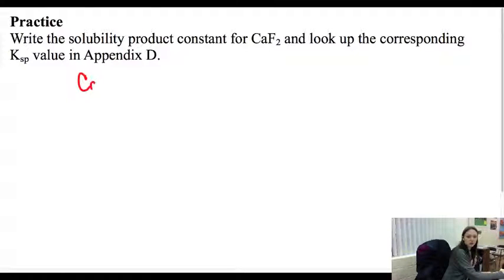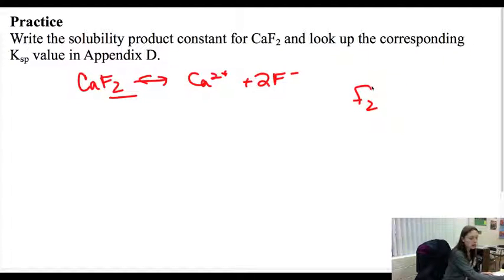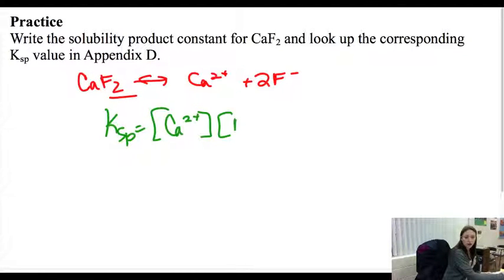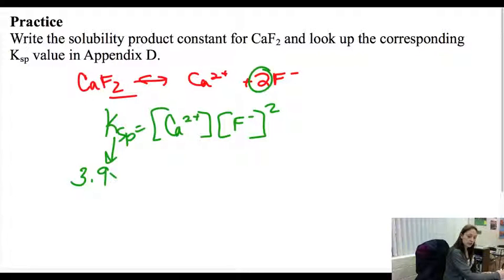So I write my reaction, which is going to be CaF2. It's going to break apart into Ca2+ and 2F-, because I have two F's. It's not going to fall apart into F2 because that means they were bonded. I don't have F2 bonded together. I just have two F ions. So that means that my KSP is equal to the concentration of my Ca2+ times the concentration of my F- squared, because it is two of them. Look up my KSP in the back, and it'll tell me that is 3.9 times 10 to the negative 11th. So not a whole lot of that CaF2 is going to actually dissolve.